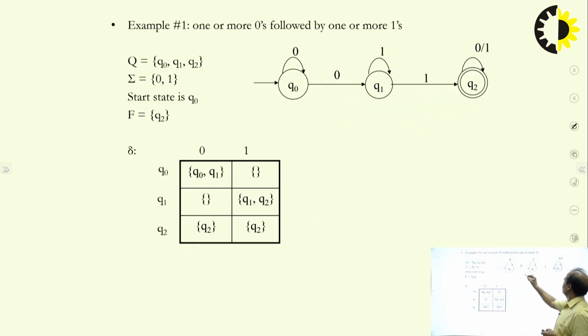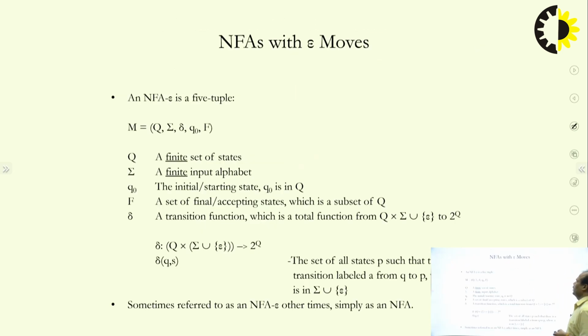For example, look here, Q0 on 0, you are reaching two states. So this is how the transition table is made. Q0 on 0 is Q0, Q1, and then Q0 on 1 you are not reaching anywhere. This is empty, of course, and Q1 on 0 is not going anywhere, and then Q1 on 1 is Q1, Q2. So this is the transition table representation of the same non-deterministic finite automata.